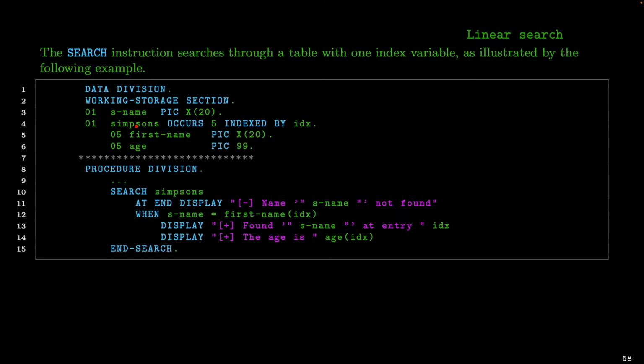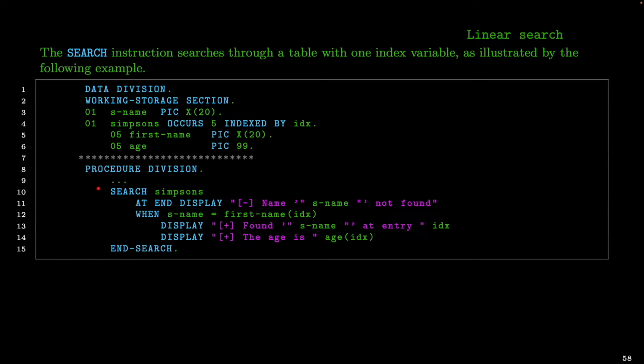I call this the Simpsons because I use the Simpsons names again as an example. And just for the sake of illustration, two entries, first name and the age. Then here I have a variable S name for search name. This I will use to hold the value that I'm looking for.